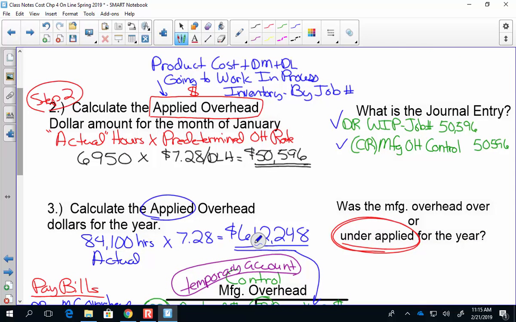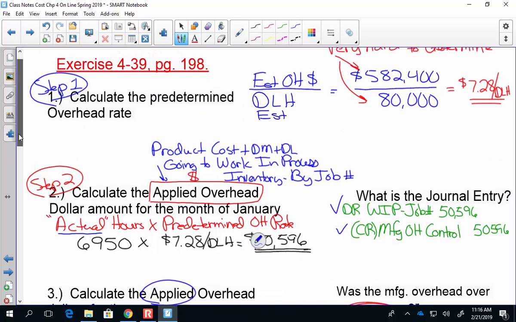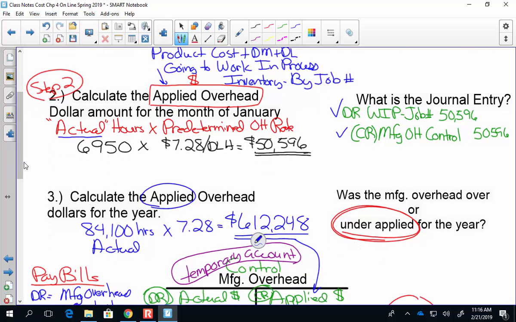At that point, we're going to apply it to our jobs, right? So we then have to apply using actual hours. And this is what sometimes gets students confused. I'm using estimates one time, now I'm going to use actual another time. Yes, in step one, you use estimated hours, usually for a year, right? And step two, you use actual hours times the predetermined rate. So be careful with that.